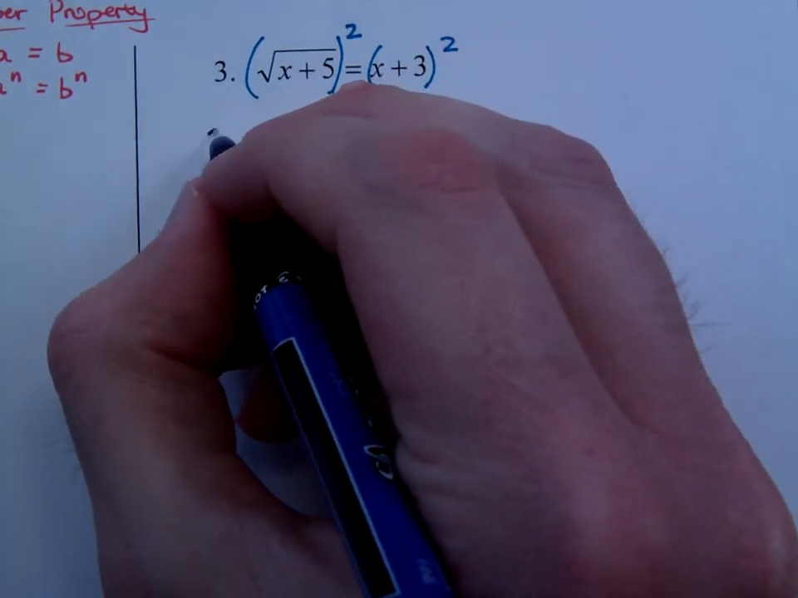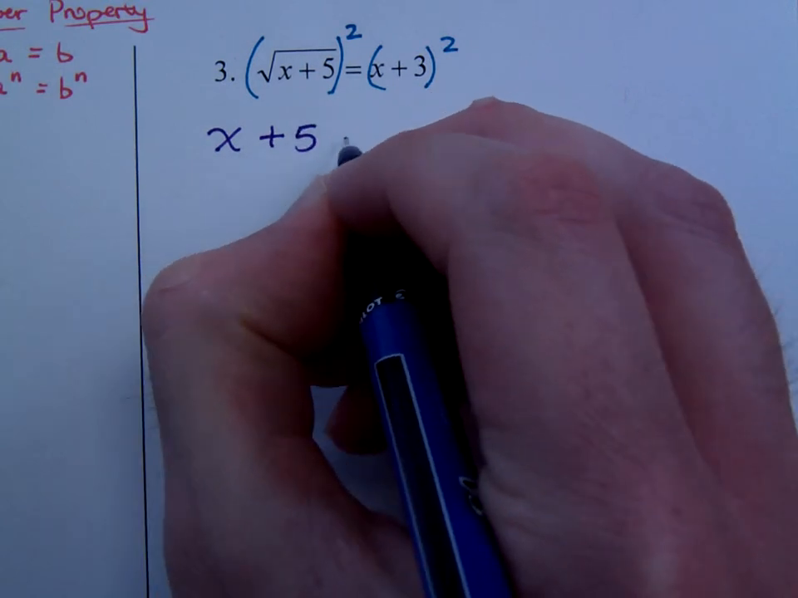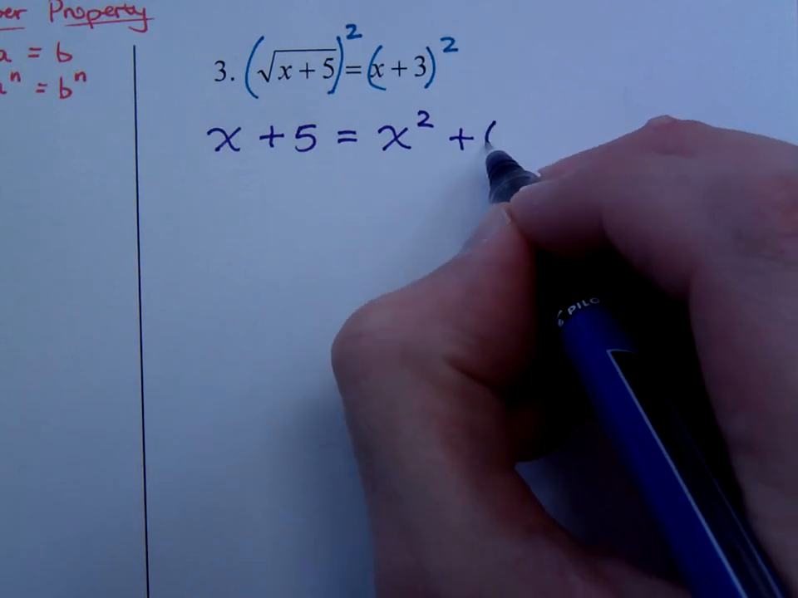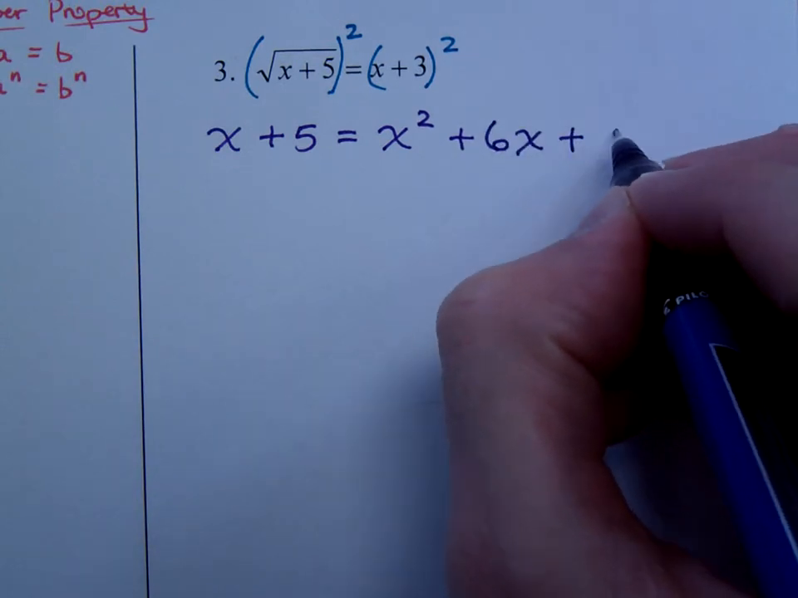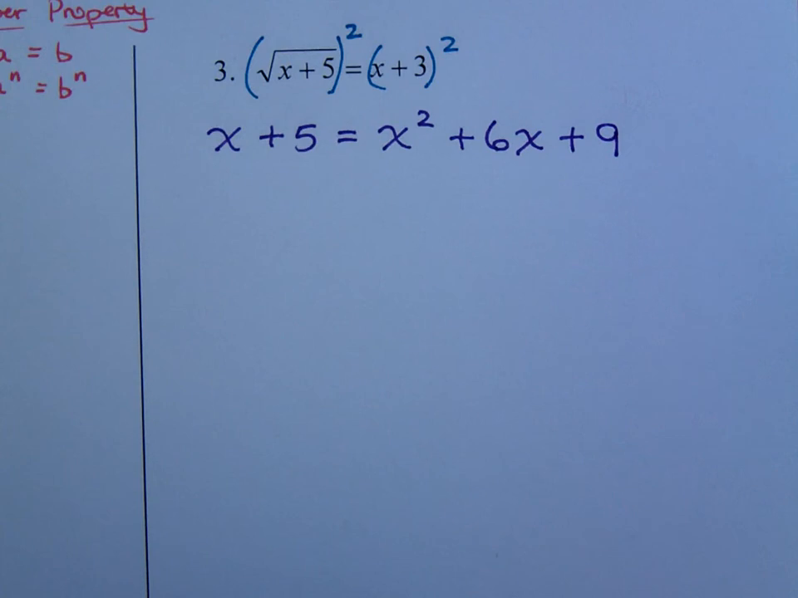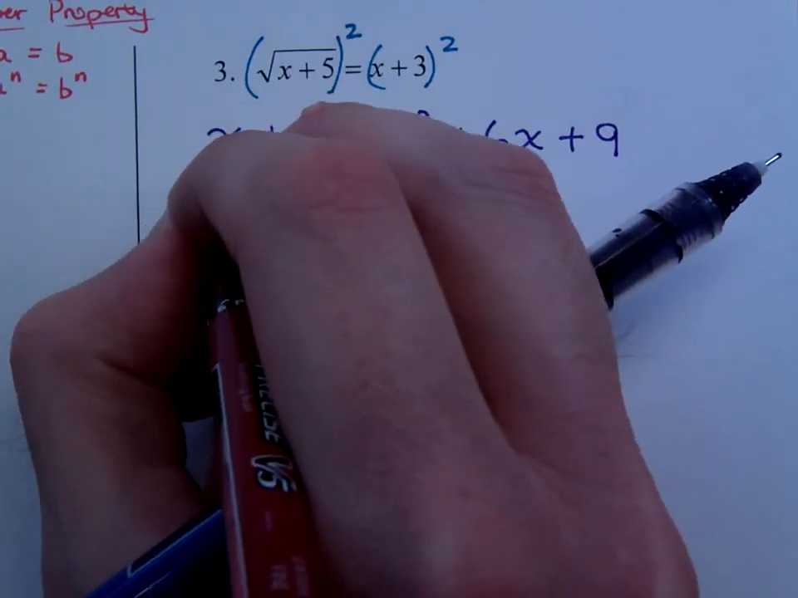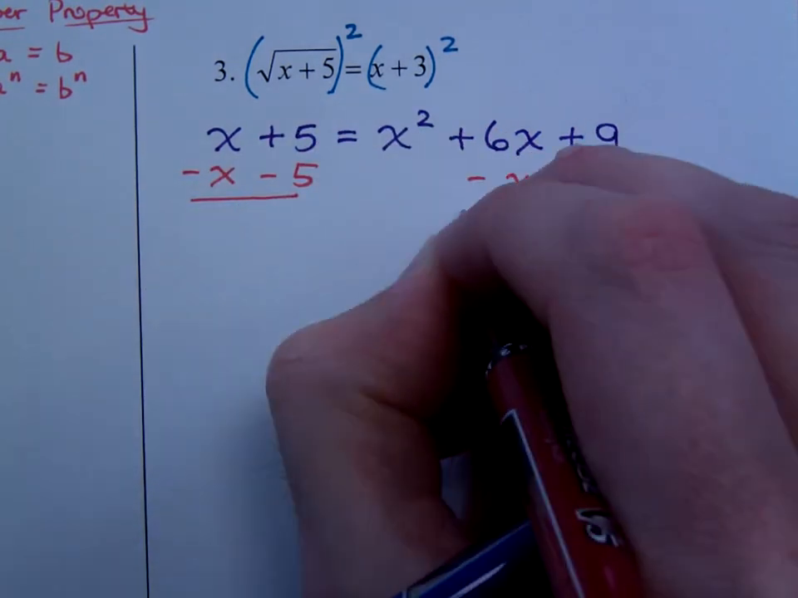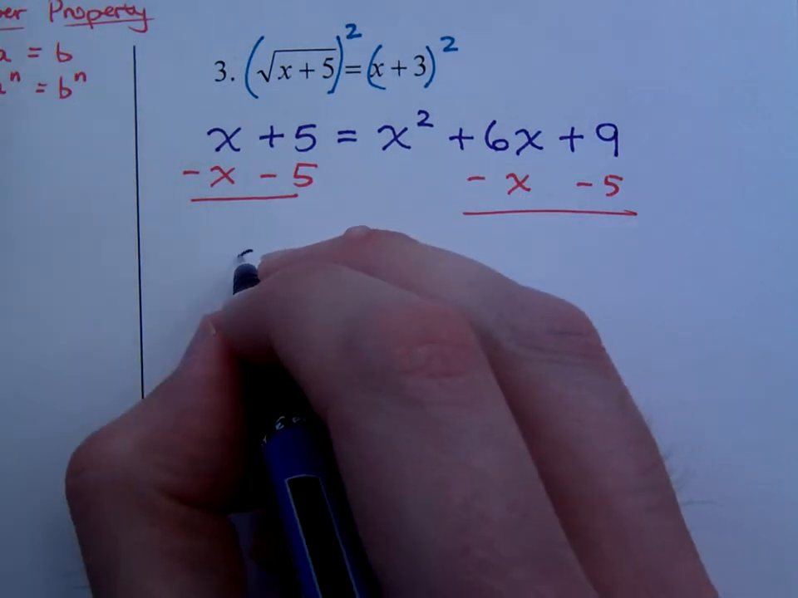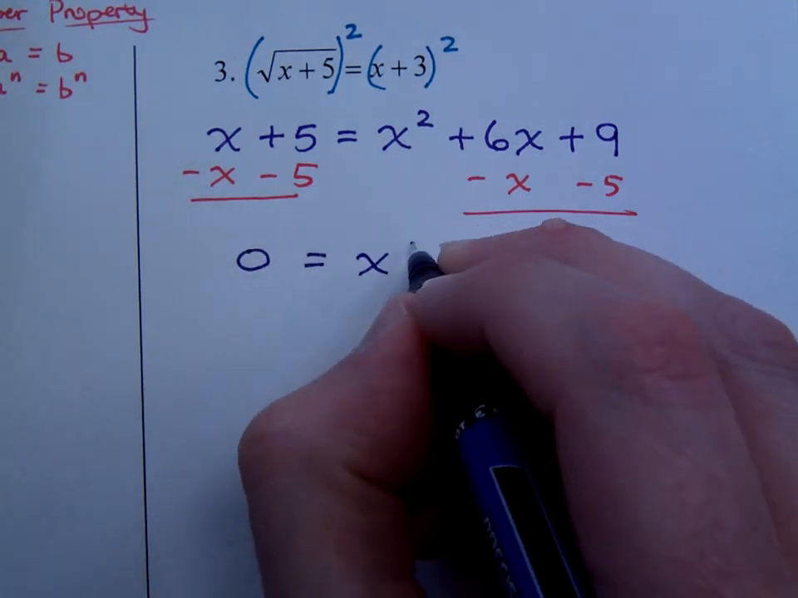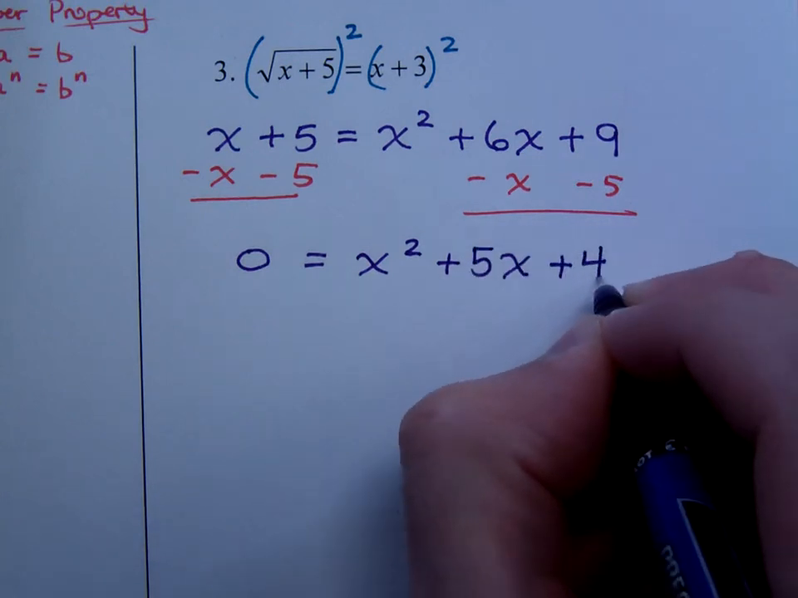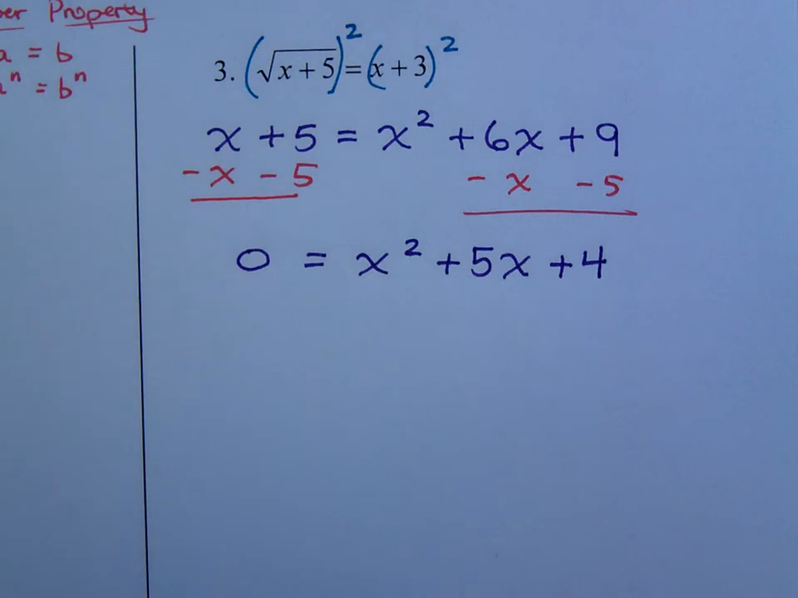On the left side, this reduces to give you x plus 5. On the right side, x plus 3 squared would actually multiply to give you x squared plus 6x plus 9. Well, this equation is quadratic, so I'm going to have to move everything to one side. So I end up with 0 is equal to x squared plus 5x plus 4. Nice quadratic equation.